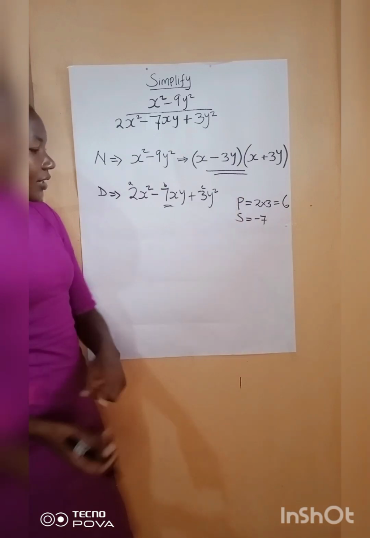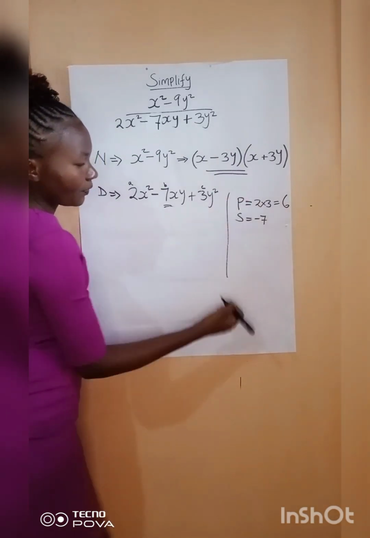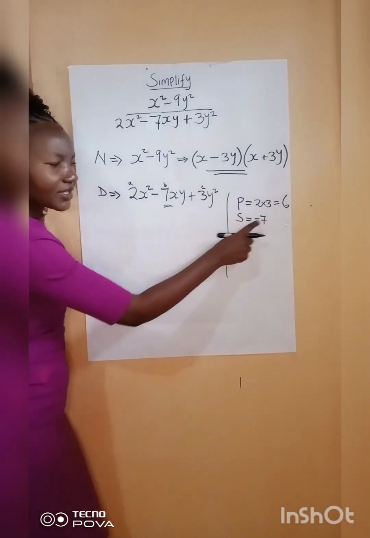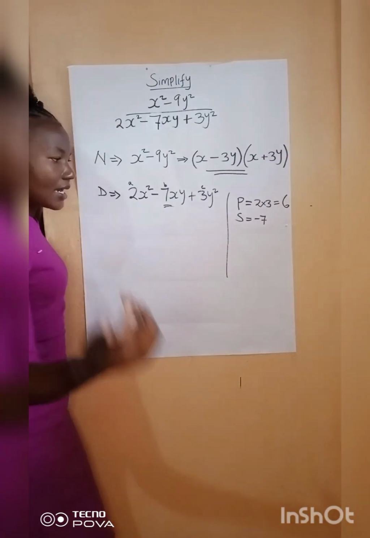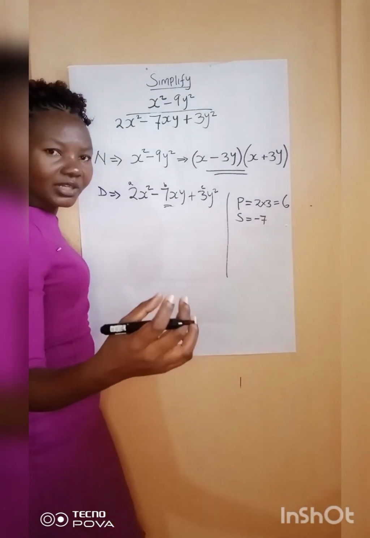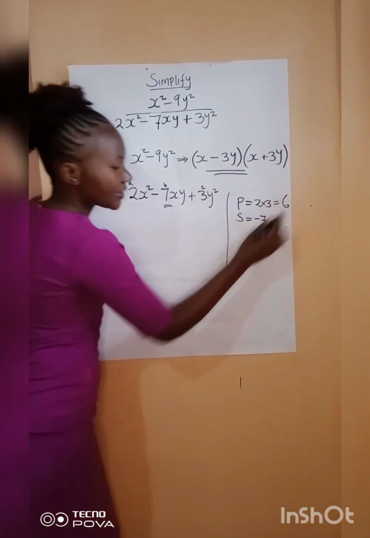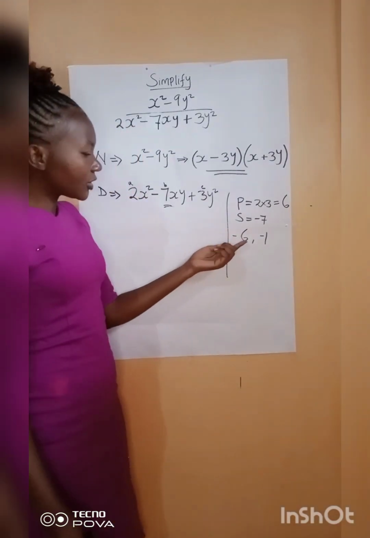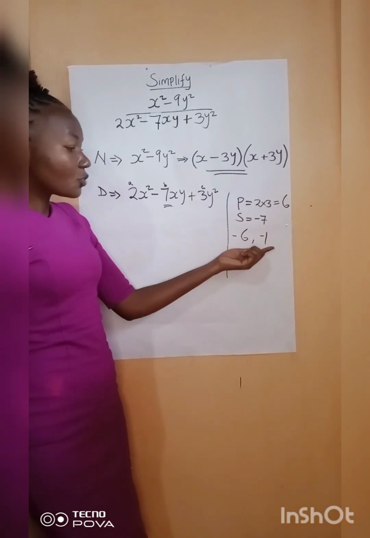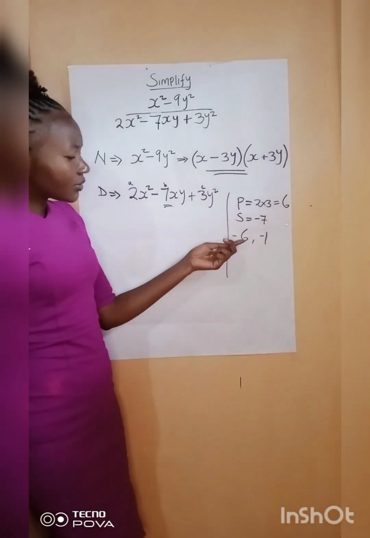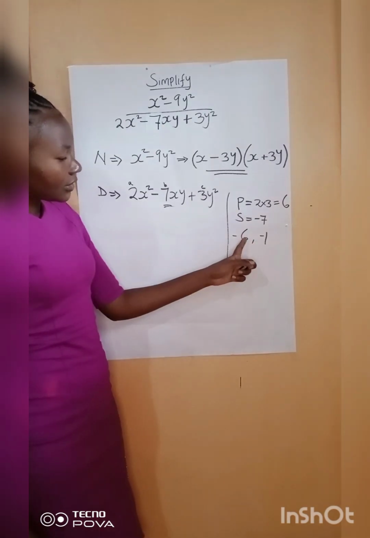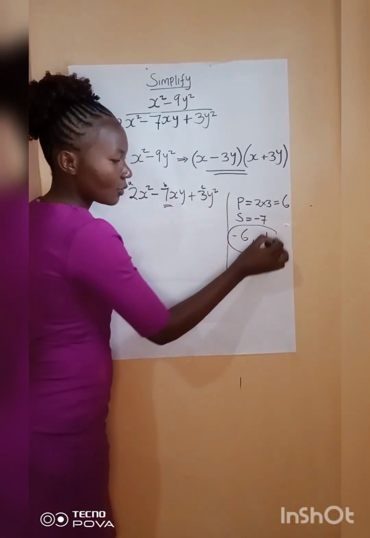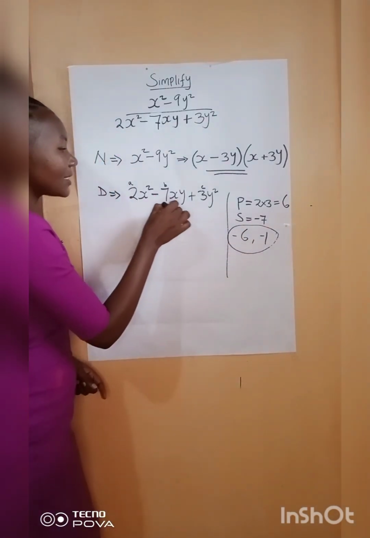I usually start with the product whereby I look for numbers which when I multiply I get 6. And now that the sum is negative, it means the two numbers must be negative. Remember, a negative number times a negative number, you get a positive number. So we start with 6 and 1, whereby both are negative. So if you multiply negative 6 times negative 1, you get positive 6. How about if we add these two? Negative 6 plus negative 1, you get negative 7. So these are the numbers that we are looking for.